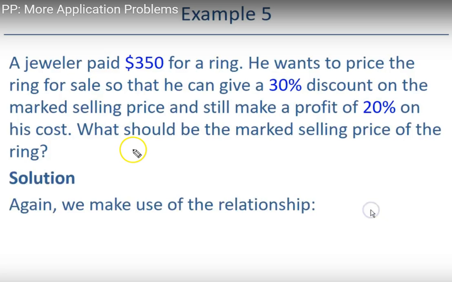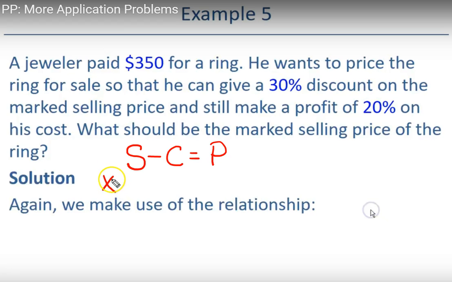So here we have the selling price minus the cost. That will give us the profit. And I think that's pretty straightforward. You have a selling price, you subtract the cost, then what's left is the profit. So, do we know what that original selling price would be? And the answer is no. So we're going to say that is going to be X.